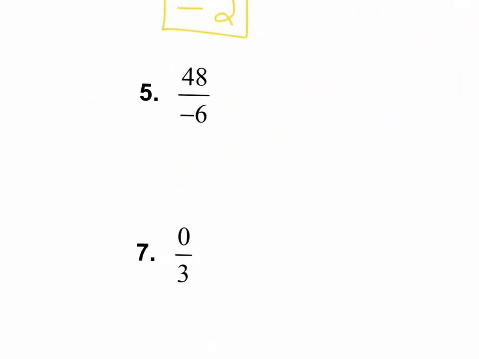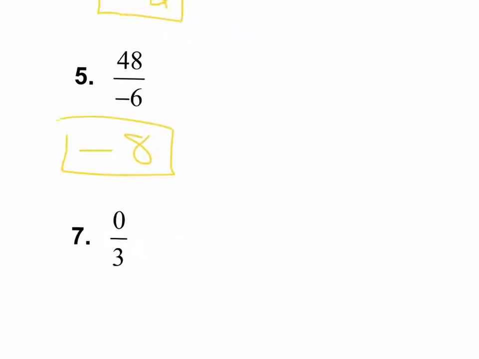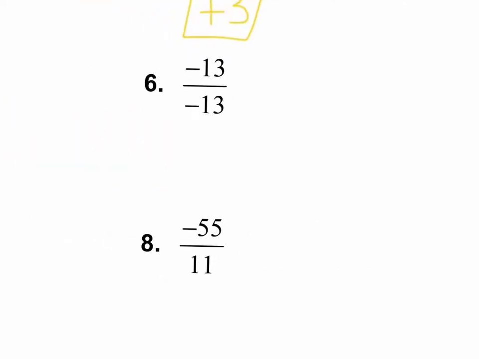Okay, 48 divided by, guys, this sign right here just means to divide. We should know this. It can stand for a fraction, but when it's something like this, you can divide. 48 divided by negative 6, positive divided by negative, you get a negative. 48 divided by 6 is 8, so negative 8 is your answer. Okay, negative 13 divided by negative 13, same signs, you get a positive. 13 divided by 13 is 1.